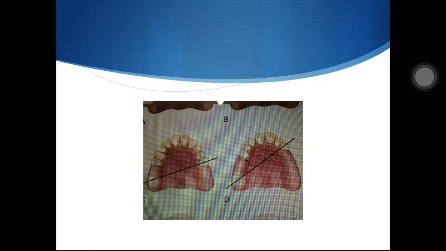This has been already discussed. Here we can see that this is the Kennedy's class 2 modification 1. This is the most distal abutment. The fulcrum line is passing, and when we draw a line which is perpendicular to this, it falls in the areas of lateral or central incisors.